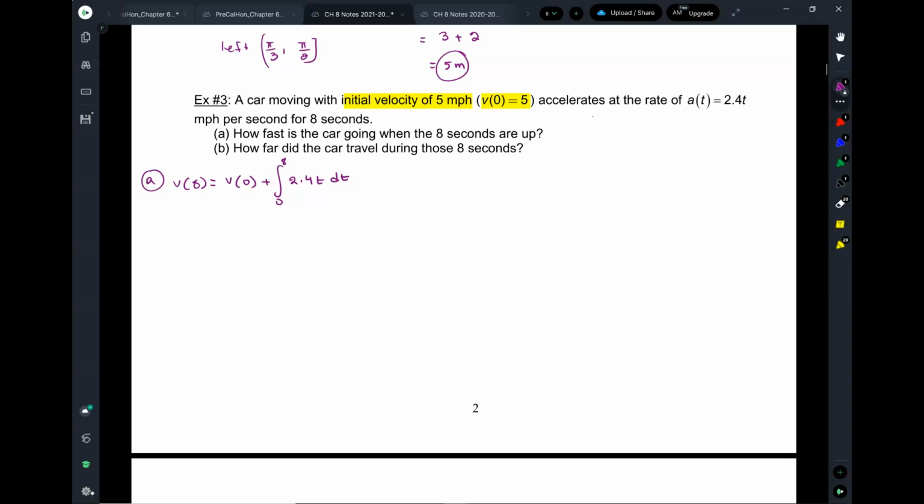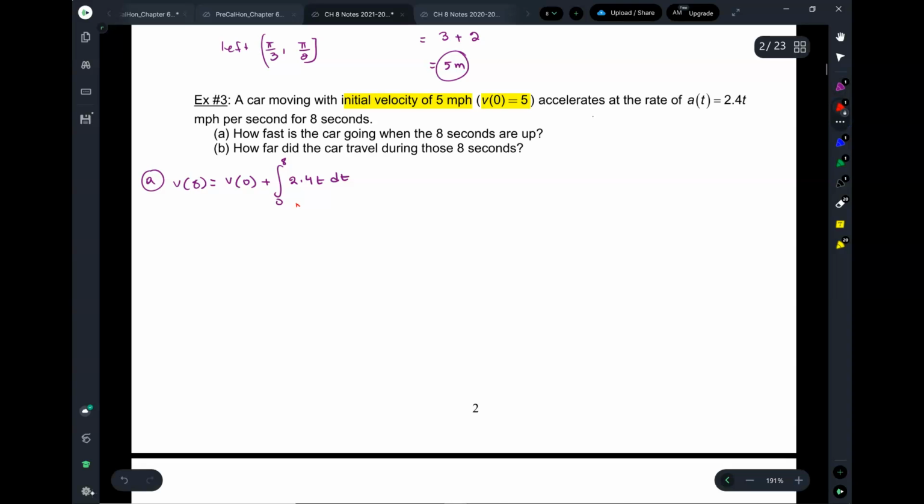Now, let's think about this for a minute because there's a whole bunch of units going on here. The acceleration is in miles per hour, but then we've got 8 seconds. So this is all happening in 8 seconds. You want to make sure that your units are consistent.